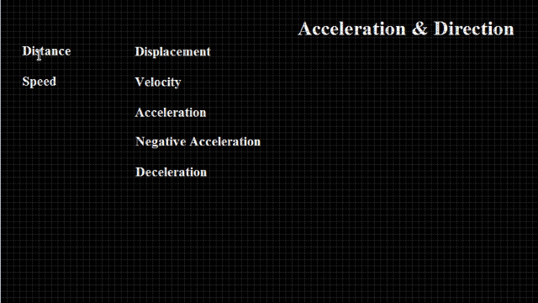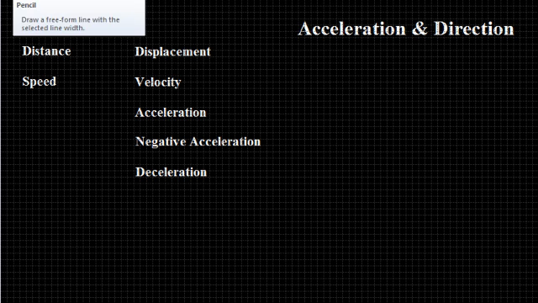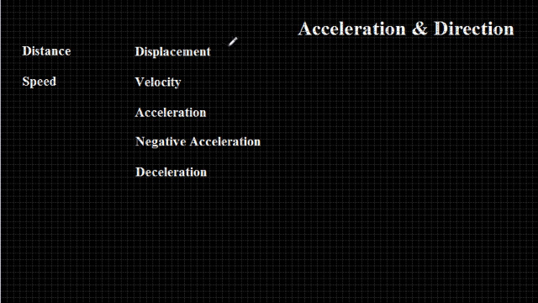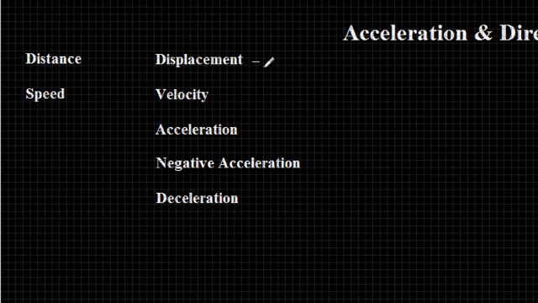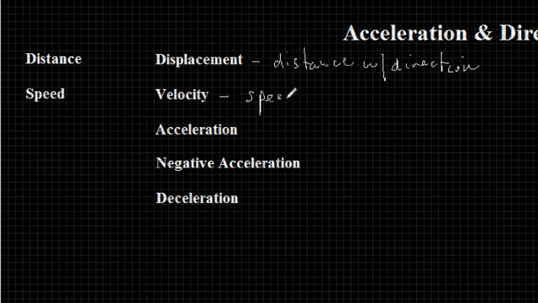We have distance and displacement. Now you probably know that they're related, okay? But do you know how? I've spoken about this previously, so let me clarify some things here. Basically, displacement is distance with direction. Okay, distance in a given direction. So I'll write that like that. Distance with direction. And velocity, really, you could also define it similarly. Velocity is speed with direction.